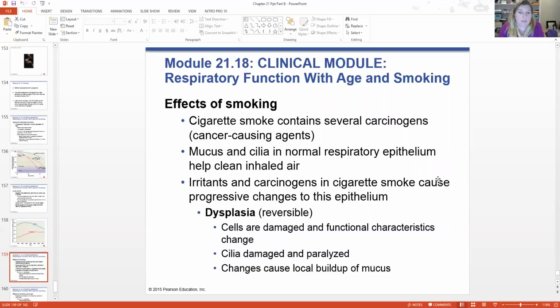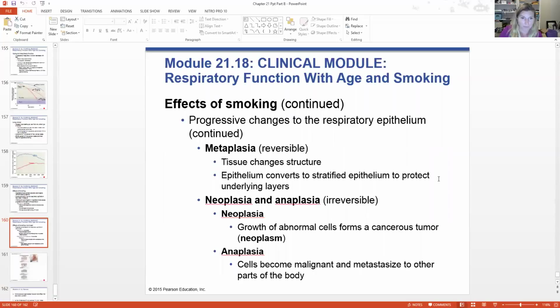Overall effects of smoking, obviously there are several carcinogens in cigarette smoke. Mucus and cilia are going to be damaged because they're there to help clean the air, but as you're constantly breathing in that smoke, they're going to be damaged. Irritants are going to cause something called dysplasia, which is going to damage your cells. The cilia is paralyzed, causing a local buildup of mucus. There's also metaplasia, which is reversible. This is when the tissue is actually changing structure. The epithelium converts to a stratified epithelium instead of the pseudostratified ciliated columnar that it's supposed to be. And it does that basically as a defensive mechanism to help protect the underlying tissue layers.